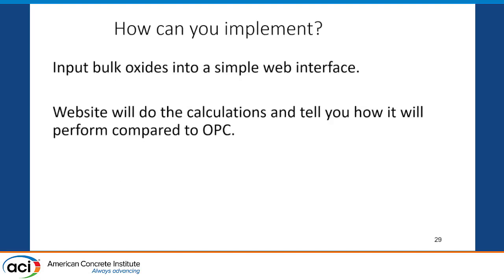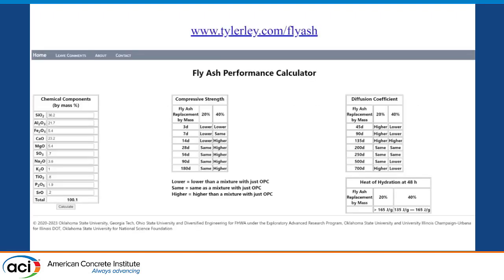So how could this ever be implemented? What would you ever do with this? Because I'll tell you what, if you have a model that isn't going to help people, think about that. Think about if you can find a way to help people. Well, you basically input these bulk oxides into a simple interface. You have a website that does this, and it's live now. You can log into it with your phones if you want to.